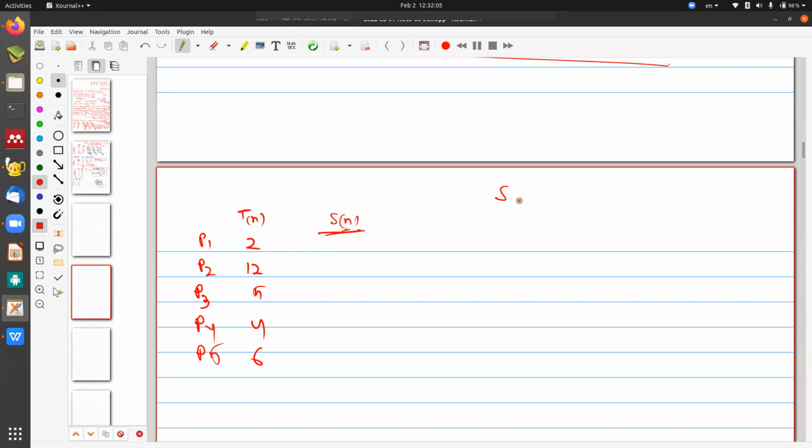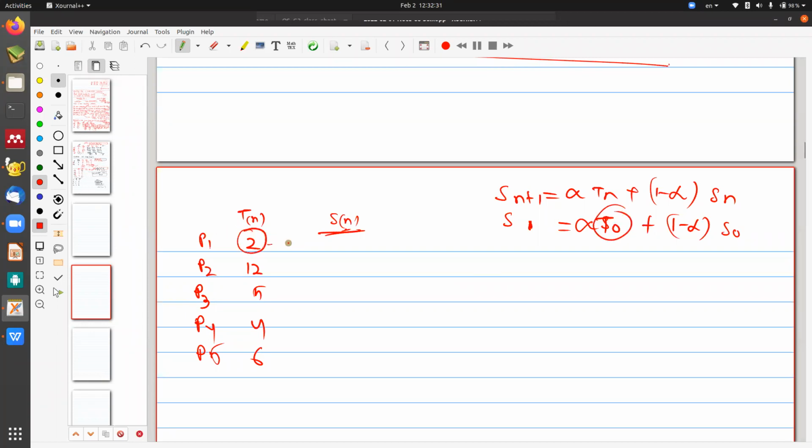But the formula says S(n+1) is nothing but alpha times T(n) plus (1 minus alpha) times S(n). So if I want to calculate S of 1, it is alpha times T of 0 plus (1 minus alpha) times S of 0. T of 0 is the first process's execution time, which I can know. But this requires my previous predicted time, because with the previous predicted time and the actual time, I can predict a new time.